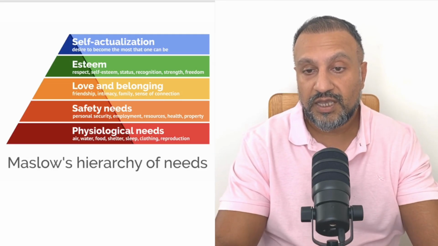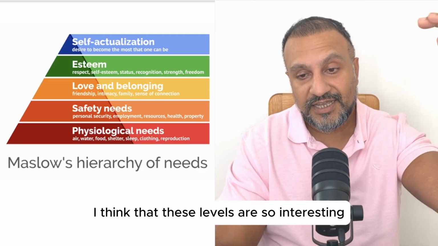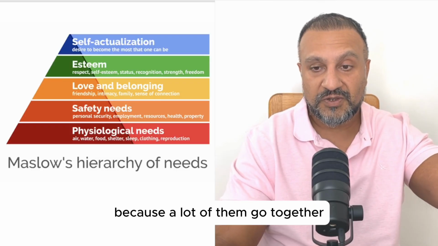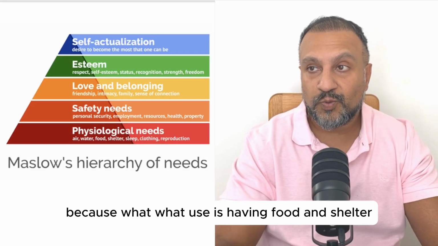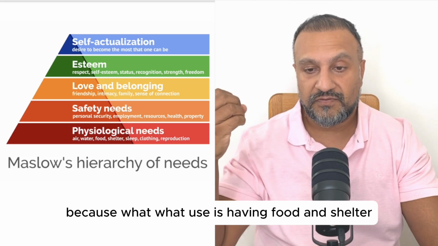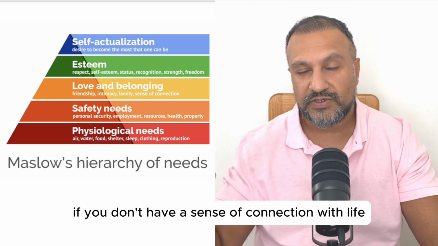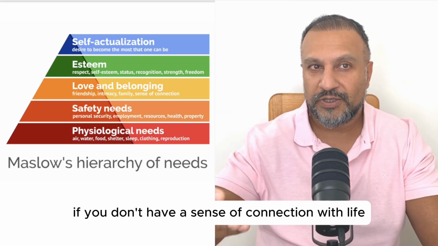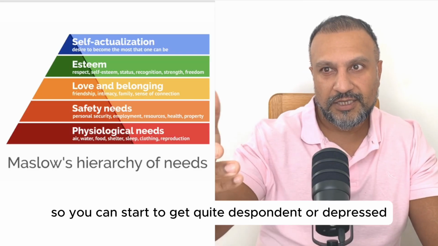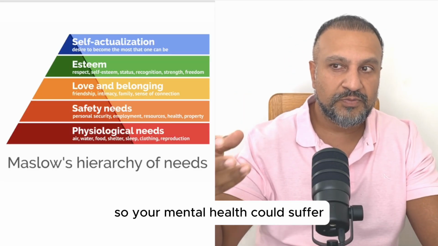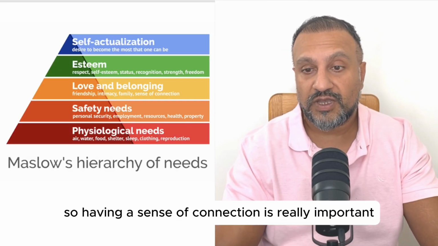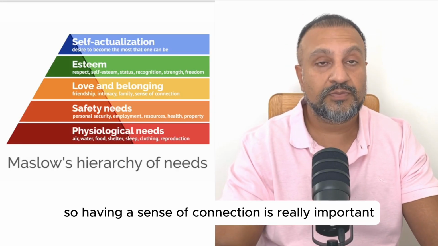So I think that these levels are so interesting, because a lot of them go together. Because what use is having food and shelter if you don't have a sense of connection with life and living? So you can start to get quite despondent or depressed. So your mental health could suffer. So having a sense of connection is really important.